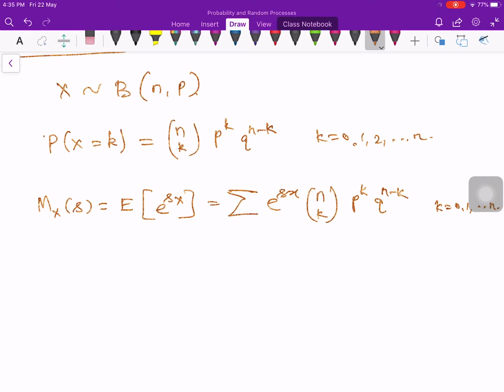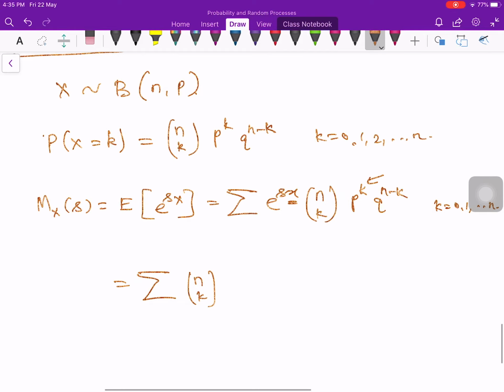Now let me rearrange this. Summation n choose k, then, now instead of using x, I am using the random variable here x and here k. So let me write in one form. So here the running variable is not x, it is k. So let me write k here, and k equal to 0 to n. I can use either x or k, it's not an issue. It's after all a dummy variable. So e to the sk, then p to the k times q to the n minus k.